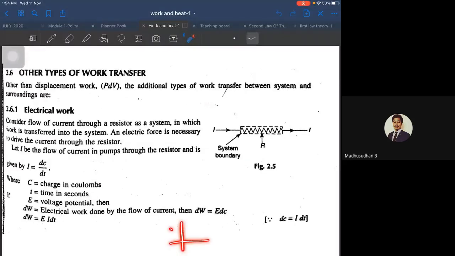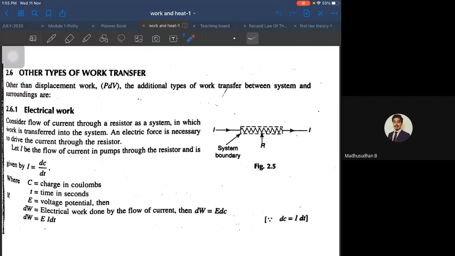There are many other types of work transfer. These are more like mechanical work transfer. These are different forms of work transfer when you want to analyze things. And this particular topic, the other types of work transfer, would be relevant only for this module number 2. So this will not be continued further.